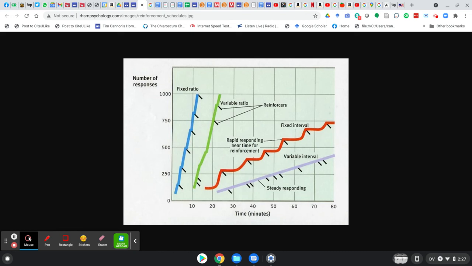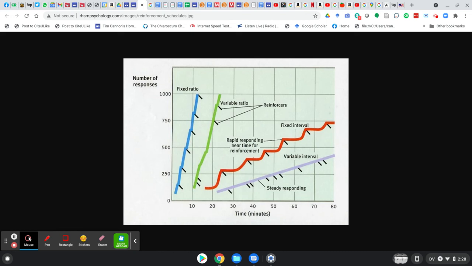PRPs, post reinforcement pauses. Sometimes you don't get them, sometimes you do. What happens is the animal stops for a while and then goes back to work at what we call the final terminal rate. There's no scalloping. They just go from nothing to final terminal rate. Why is this interesting?